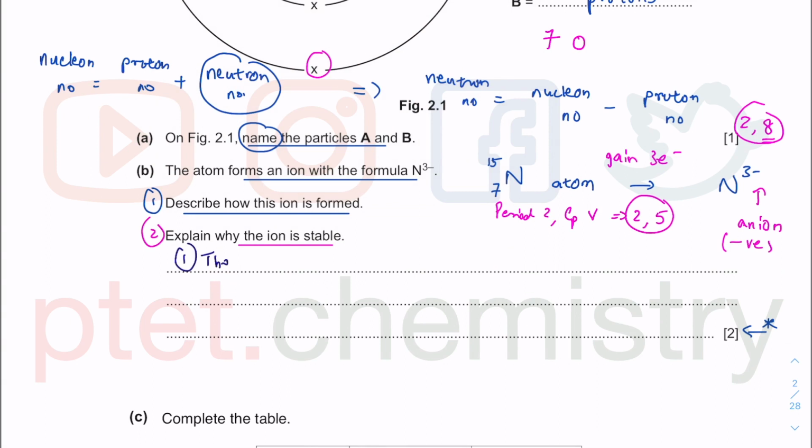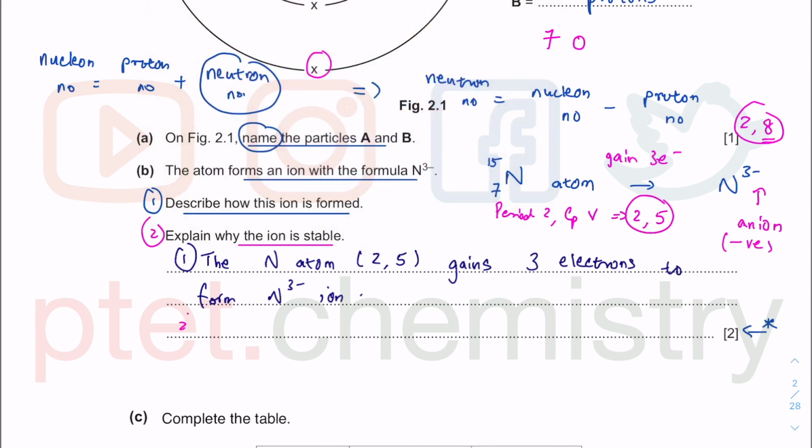So first of all, describe how you form it. The nitrogen atom, basically this one with a 2,5 electronic configuration, gains 3 electrons to form the N3 minus anion, or just N3 minus ions.